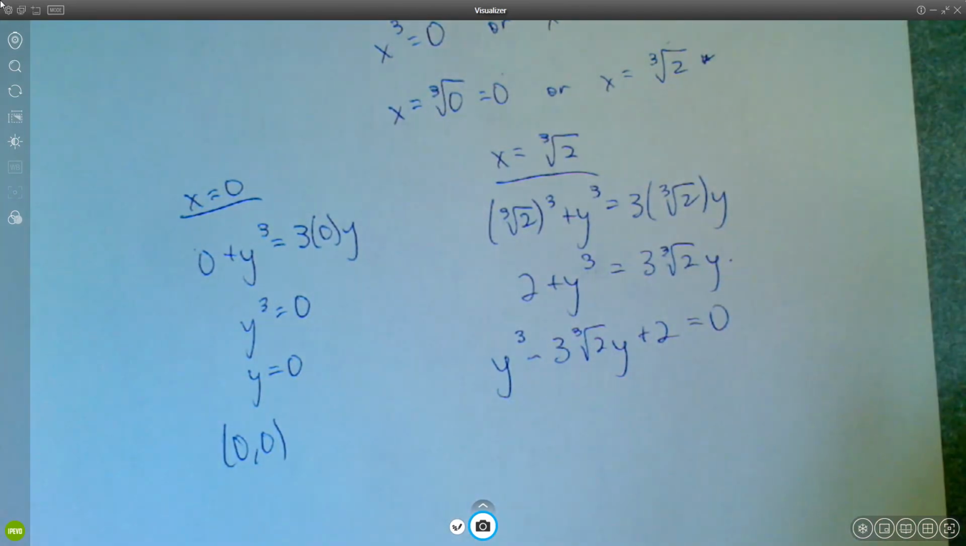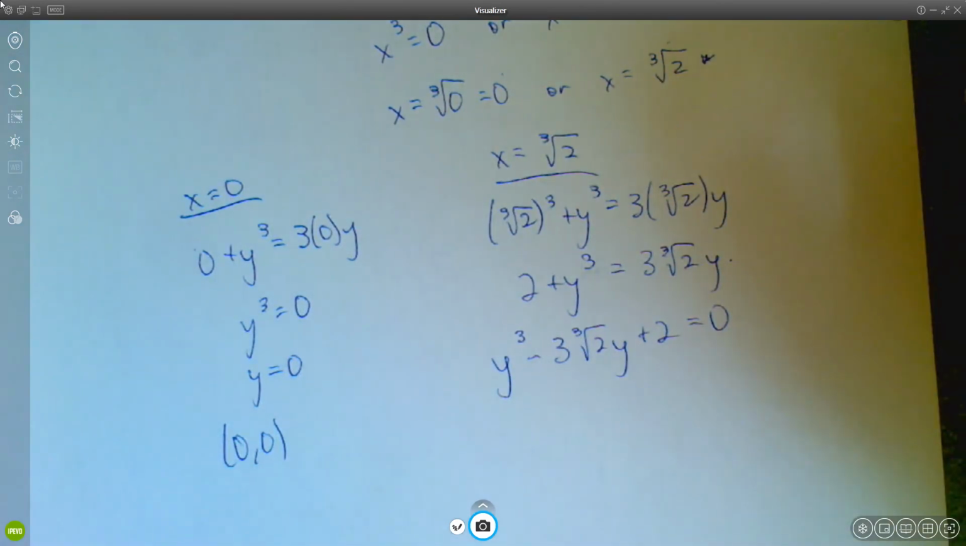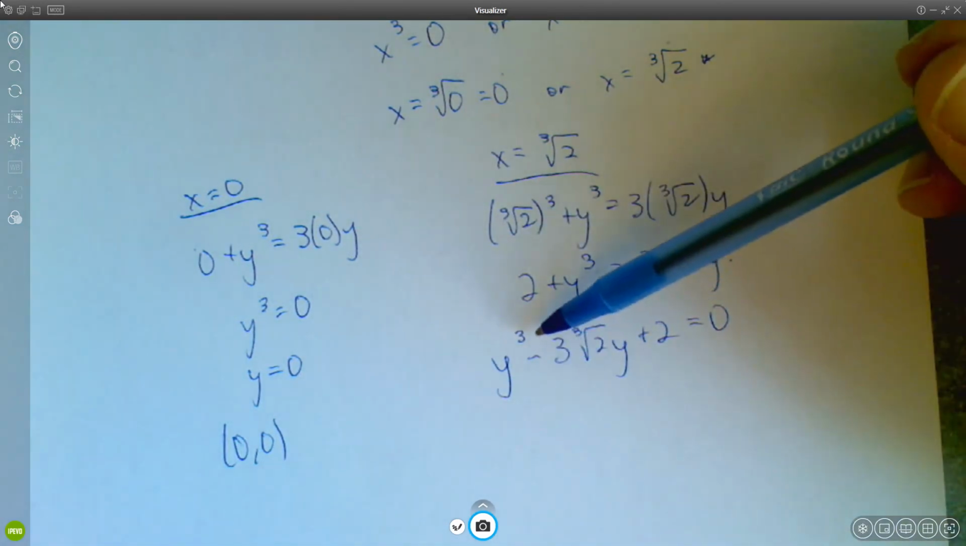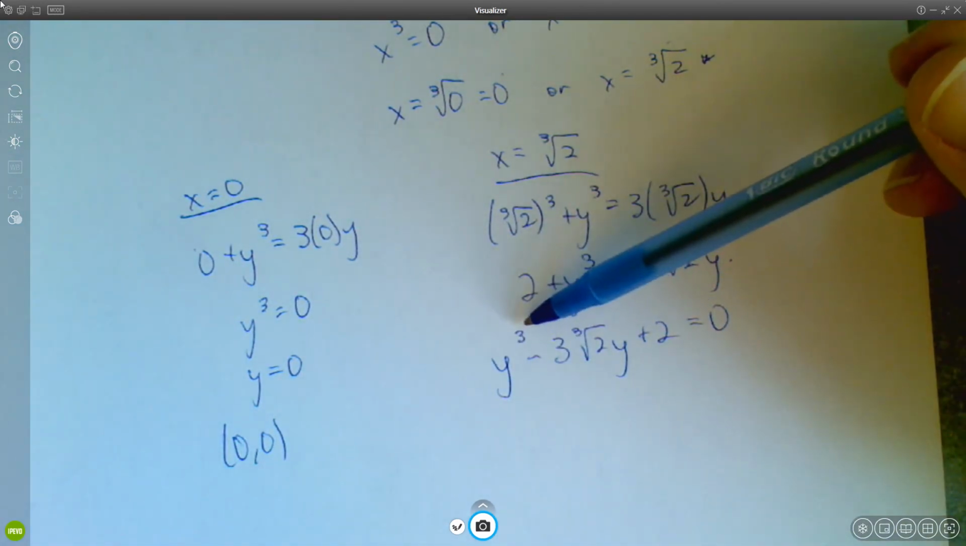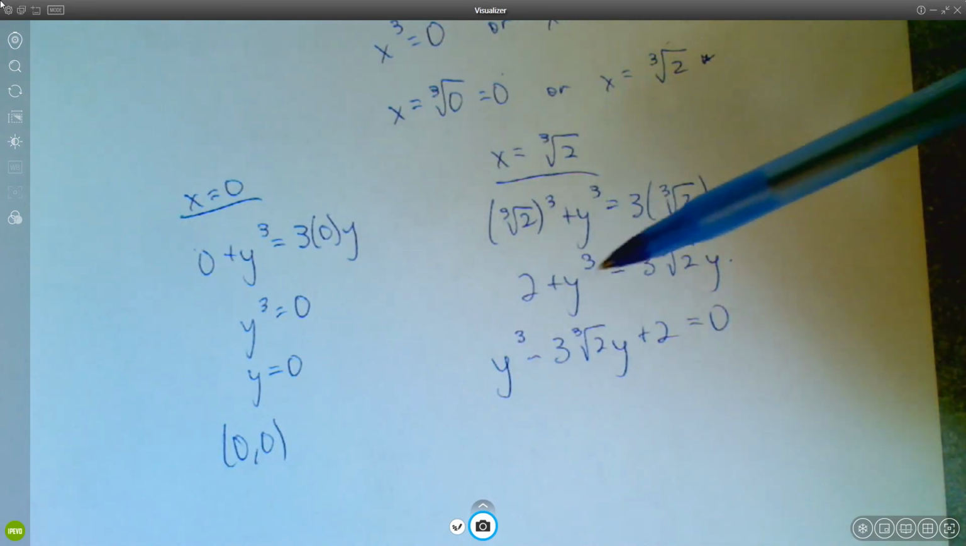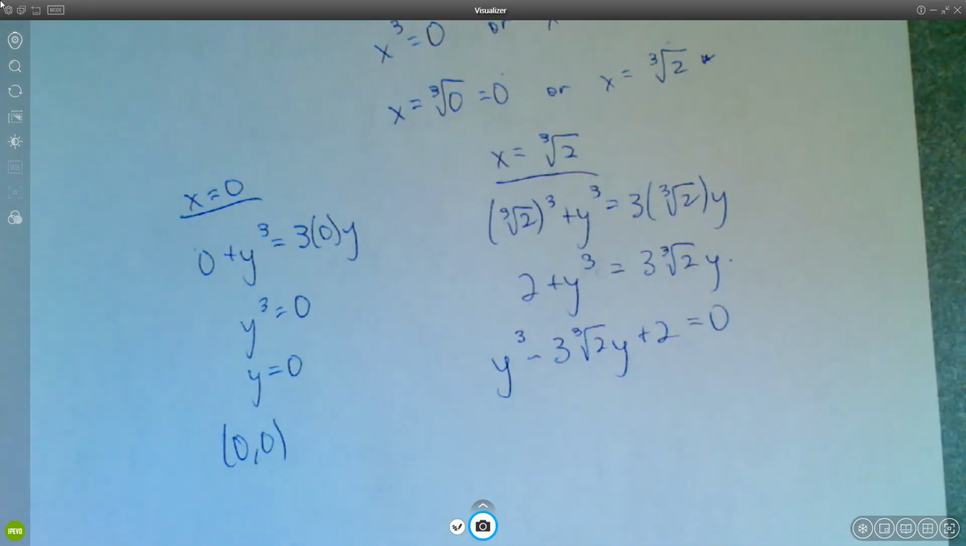How do we do that? Well, okay, so the trouble is, this is a cubic. I wonder if it's factorable. I kind of don't feel like it is. You know what? I'm gonna stop recording and figure this out, and then I'll come back and tell you the answer.